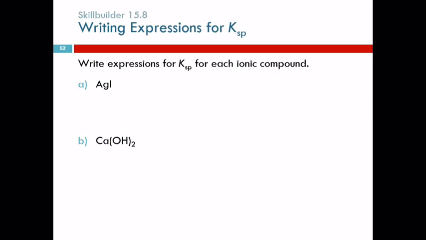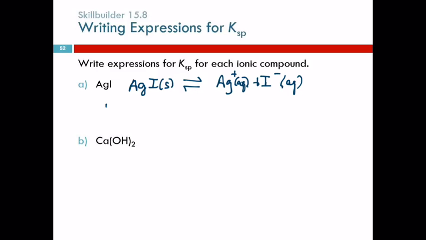Let's write expressions for KSP for each of these compounds. We first write a balanced chemical equation for the solid compound separating into its ions. So for this first one, we have solid AgI in equilibrium with its two ions. Well, there's Ag and there's I, and we need to know the charges on those. So this is back to chapters 4 and 5 stuff. Silver is plus, and that's going to be aqueous. And iodide is minus, and that's going to be aqueous.